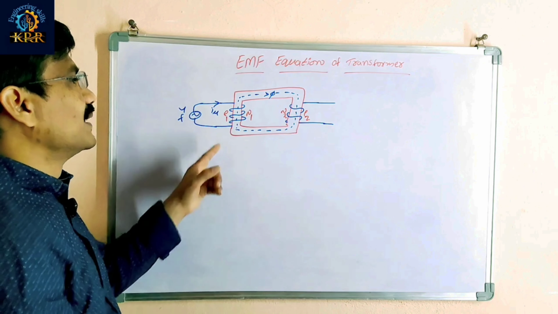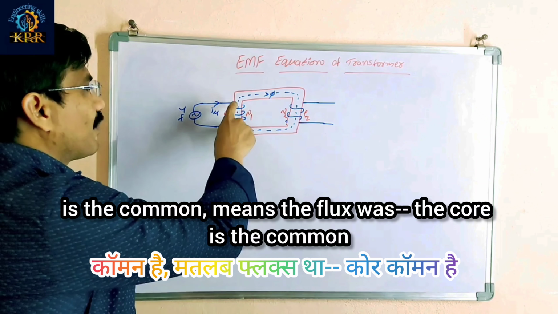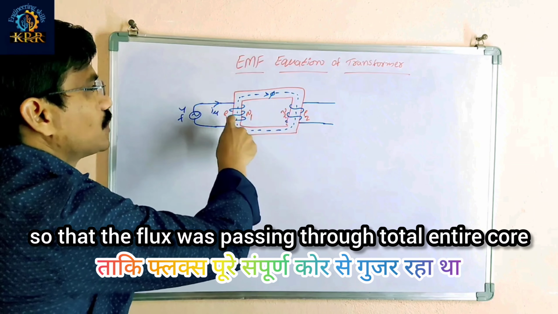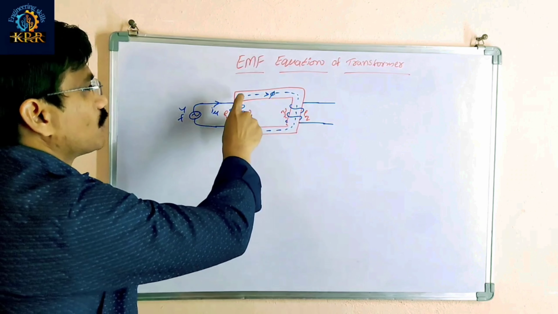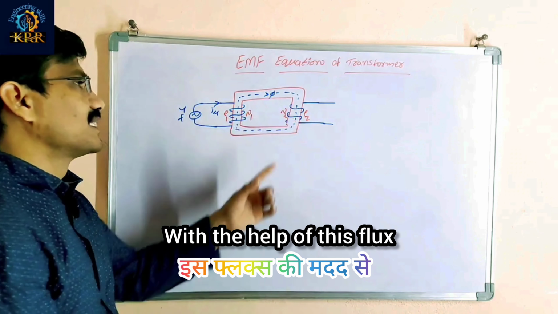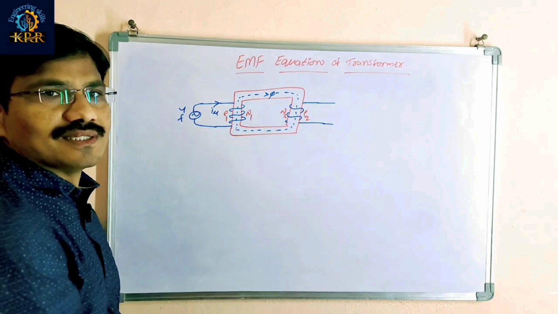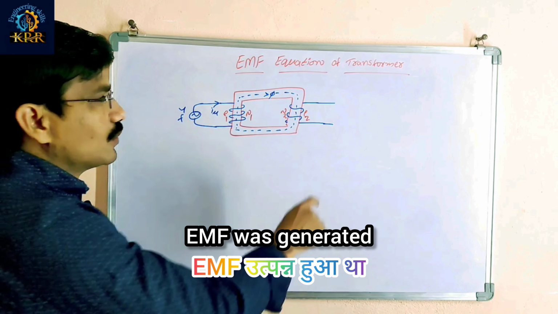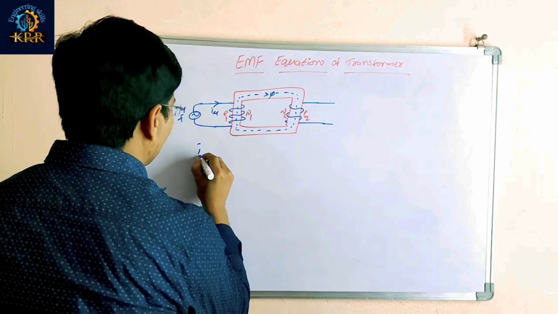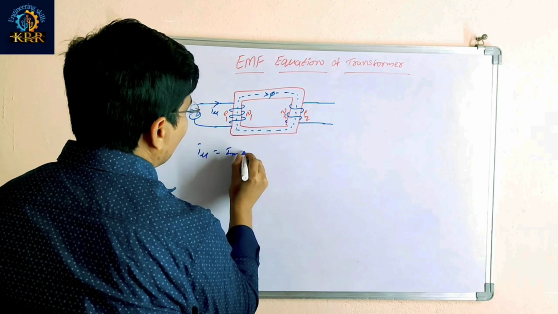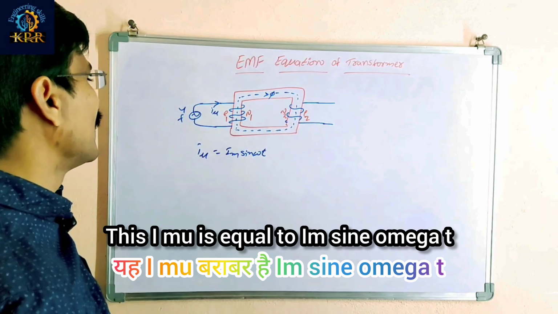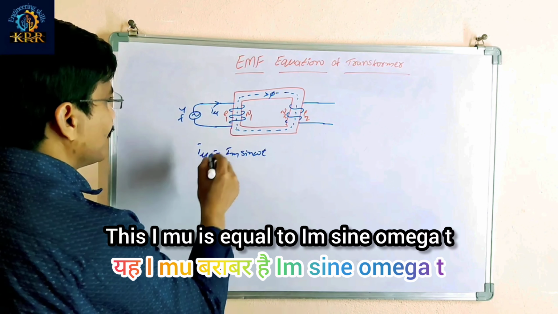The core is common, so the flux passes through the entire core. That flux passes to the secondary side also. With the help of this flux and the number of turns, an EMF is generated. That EMF is called E2. Now, I mu is equal to Im sin omega t.